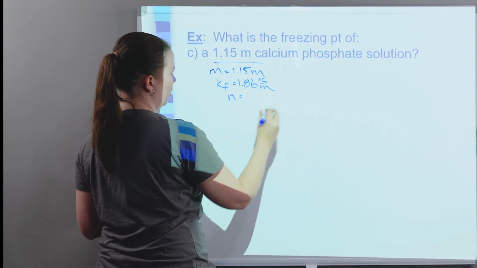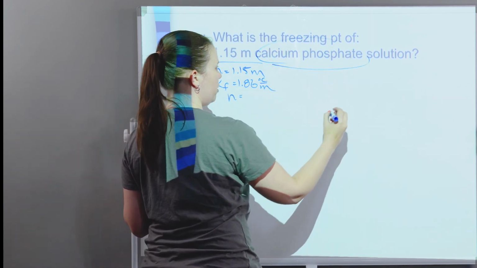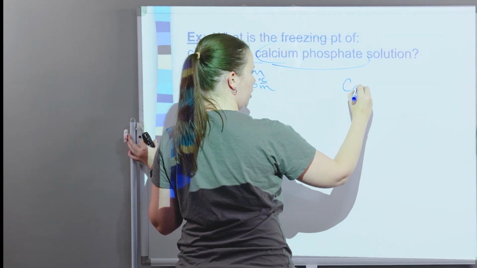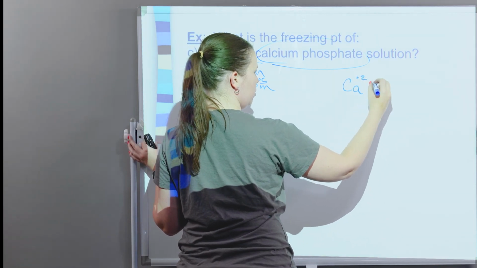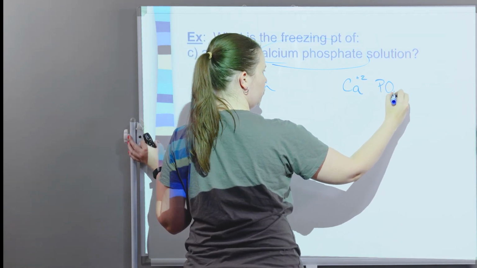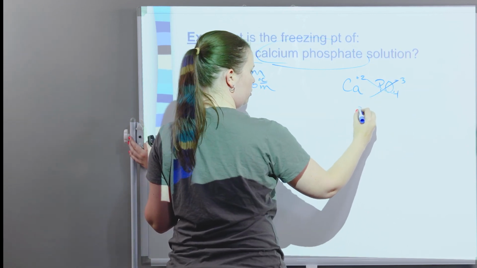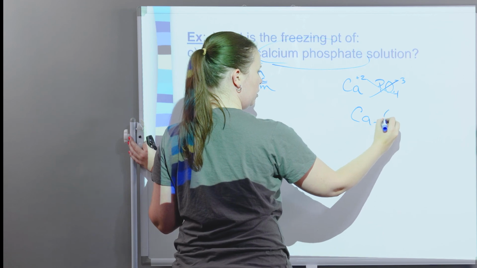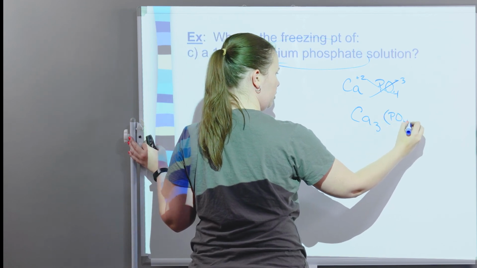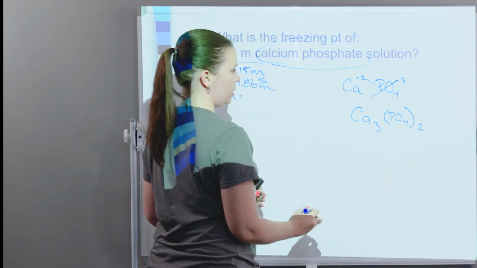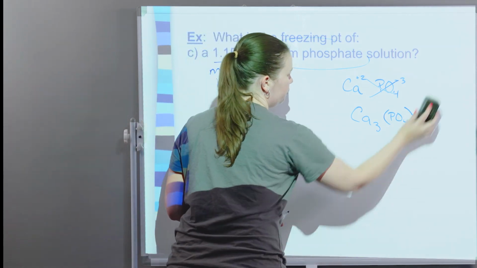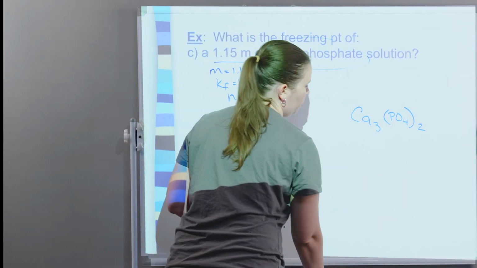But now I need to find the N for calcium phosphate. This one's a little tricky. So calcium has a +2 charge and phosphate, PO4, has a -3 charge. So when you crisscross, you get calcium 3, and then we're going to put phosphate in parentheses with the 2 on the outside. This would be the correct formula for calcium phosphate.